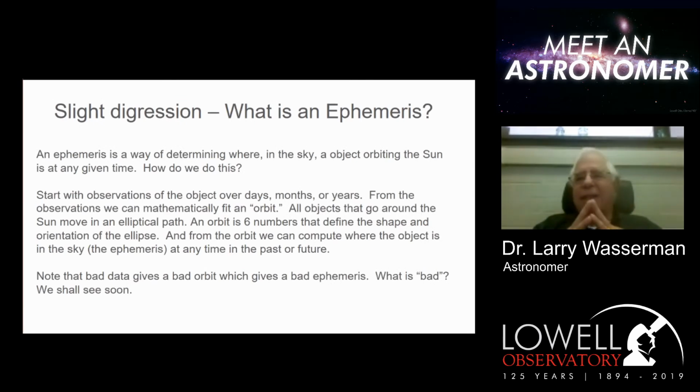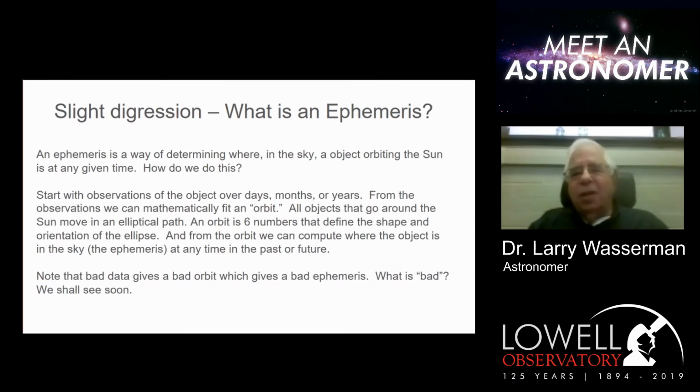All right, slight digression. I need to discuss the concept of an ephemeris. An ephemeris is a way of determining where in the sky an object orbiting the sun is at any given time. An ephemeris can be used to point a telescope at a moving object or to do predictions. How do we do this? Well, you start with observations of the object over days or months and hopefully years. From the observations, we mathematically fit something called an orbit.